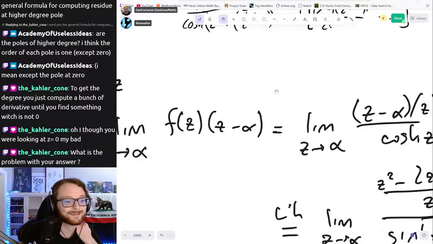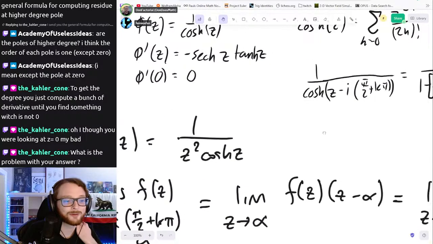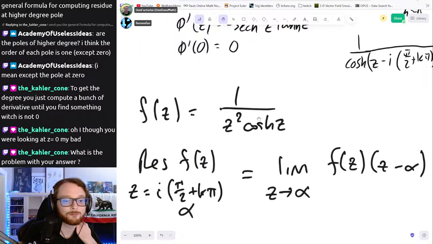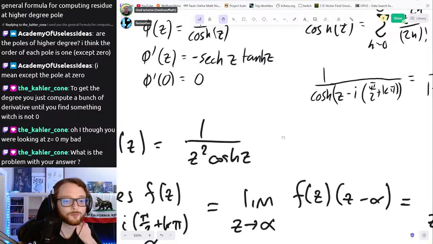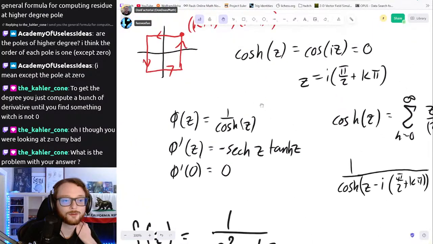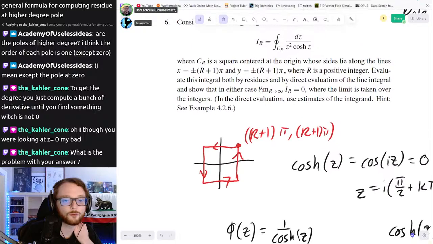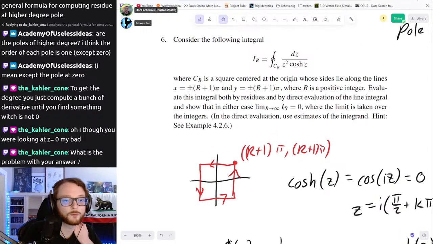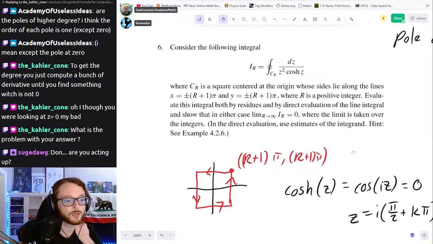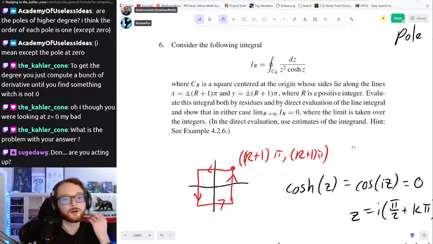So the first problem is we never proved that these poles are simple for the cosh part. The second problem is that we are supposed to get 0 as R goes to infinity. Here's the original problem. And we're just getting 0 immediately, not even in the long run. So we're not sure if that's right or wrong.